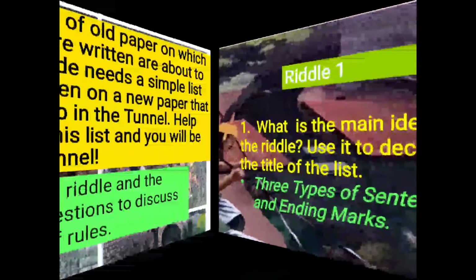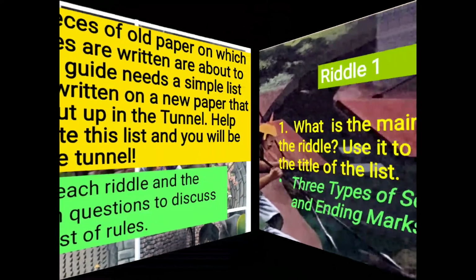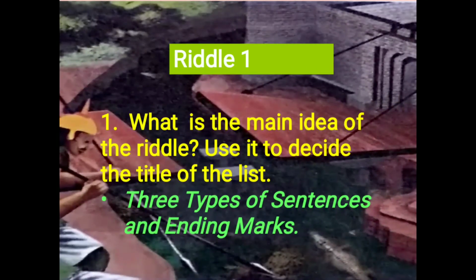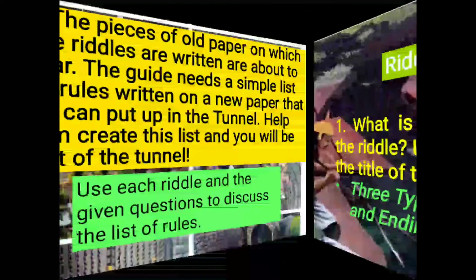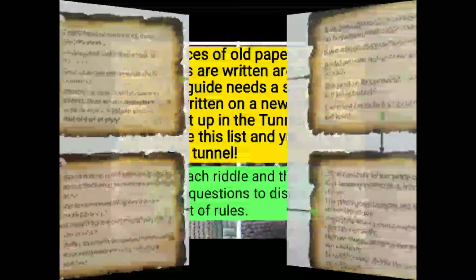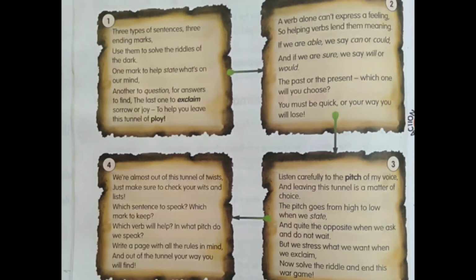To do this, I want you all to use each riddle and the given questions to discuss the list of rules. Okay, the questions are given there, right? The first question is, what is the main idea of the riddle? Use it to decide the title of the list. Okay, riddle 1 is given here, right? We have already read it. I'll read it for you once again.